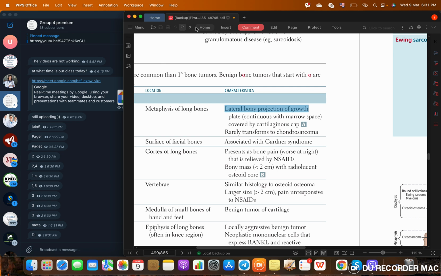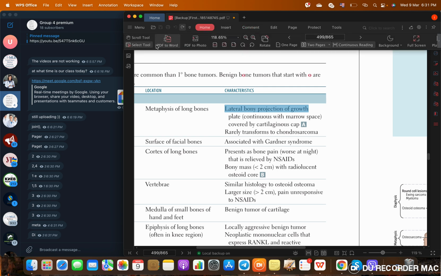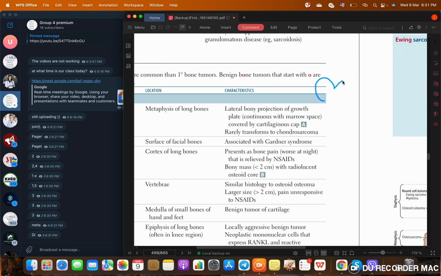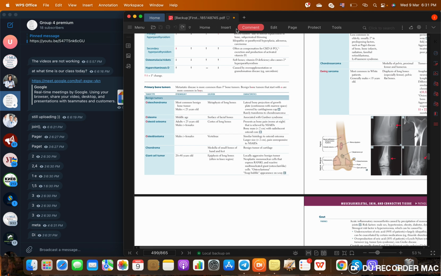So what does that even mean? It looks something like this. So if this is the bone, right? This is the metaphysis. Okay, so this weird projection is the tumor. So let's take a look at it.